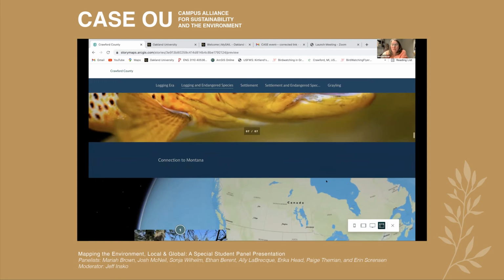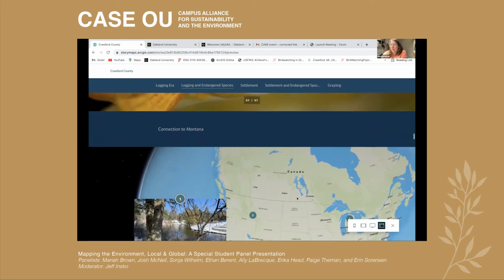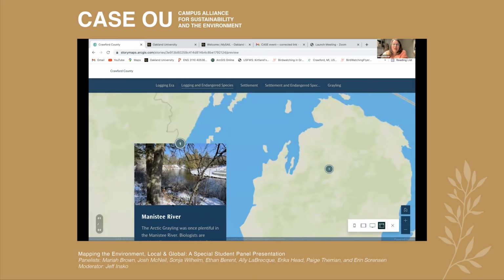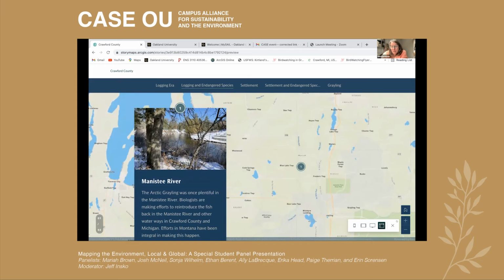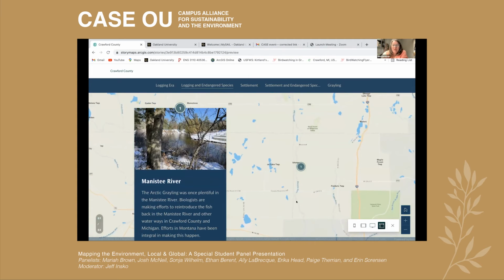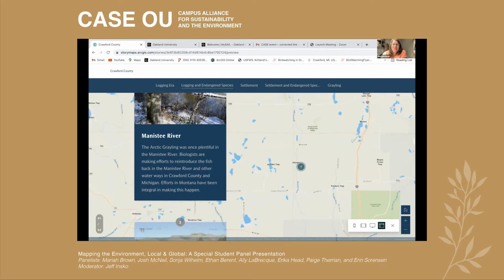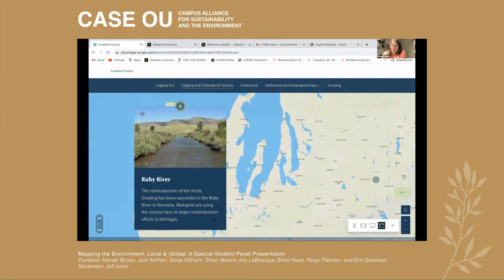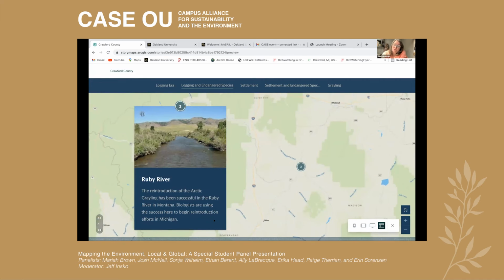And now there's a connection between Michigan and Montana. So the Manistee River is a river, I'm going to zoom in on this a little bit more, where the Arctic grayling lived, and biologists are making efforts to try to reintroduce the grayling back into this stream. And they're doing that with a success story from Montana, where they have reintroduced the grayling, and it's been successful.